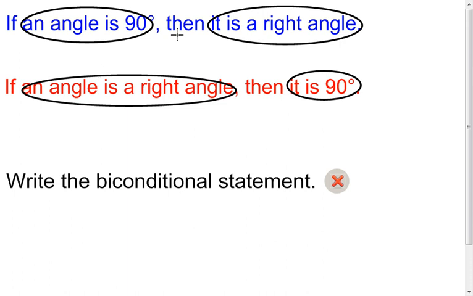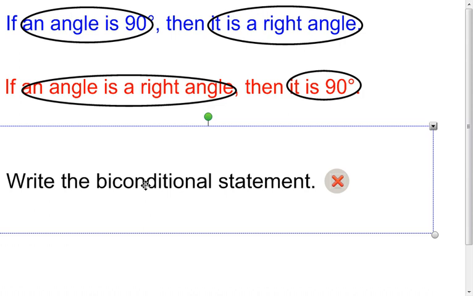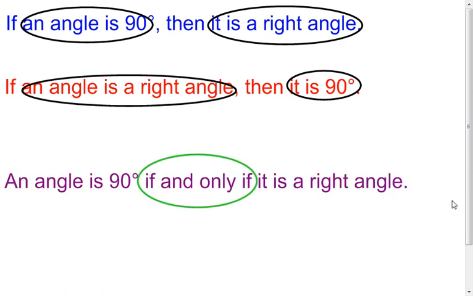Now we don't have to take these two and totally use all of them. All we're going to do is use the hypothesis of one, the conclusion of the one, and write our biconditional. And the way we do it is just say the hypothesis, if and only if, the conclusion, and we end up here. Now what I want you to realize about this is you could switch the order here because it's a biconditional. That doesn't matter. So we could have said an angle is a right angle if and only if it is 90 degrees. Either one is acceptable, and either one is just as good as the other one.